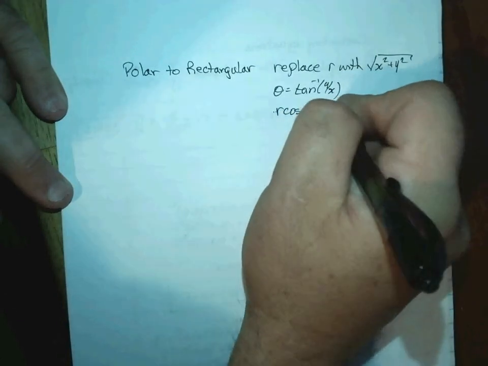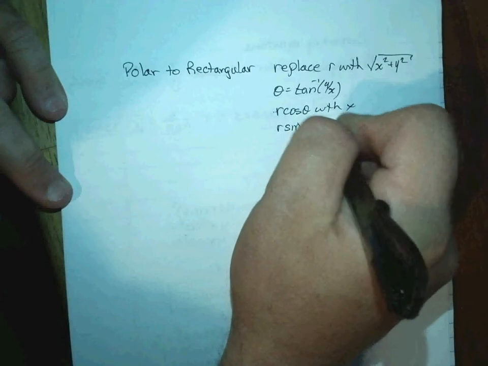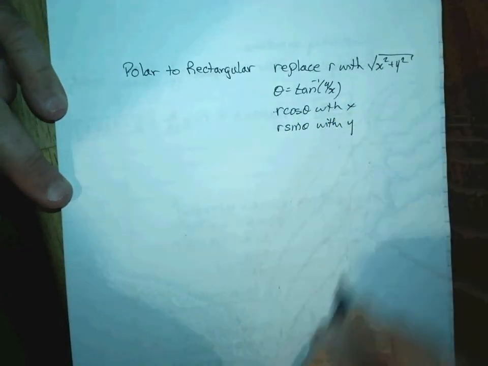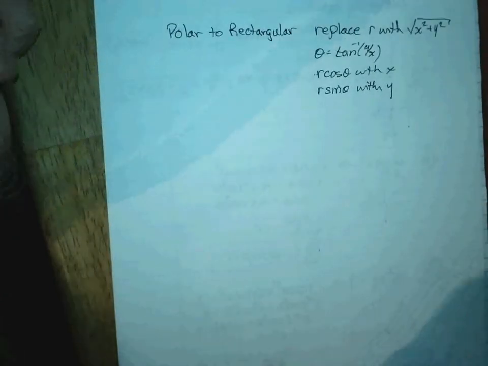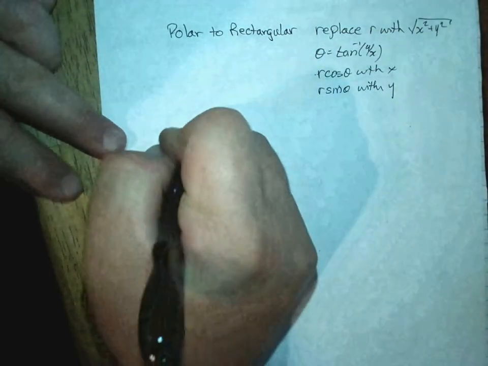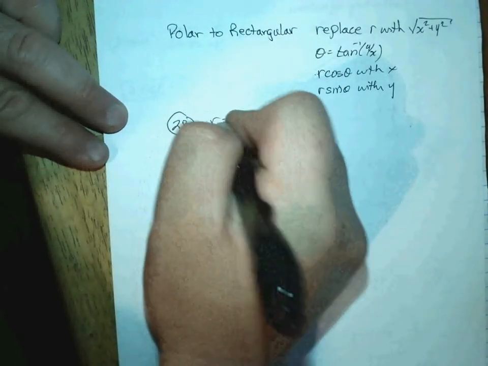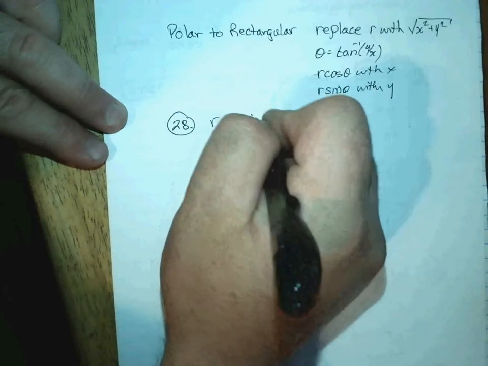Think about it this way, though. If you can replace r cos theta with x and r sine theta with y, that will be much simpler. And so let's see how we can make that happen in some of these problems. Let's start with problem number 28.